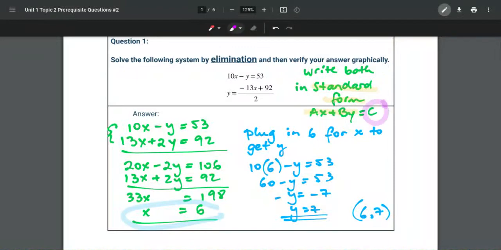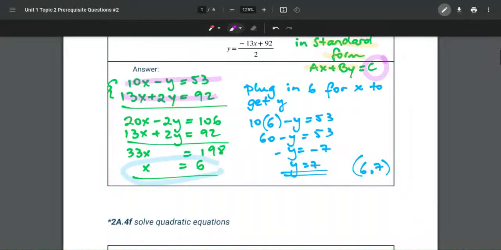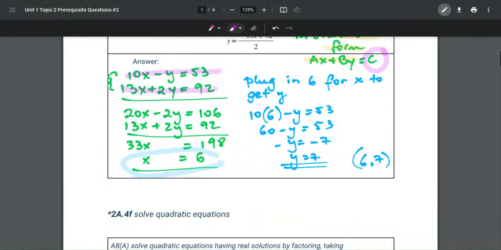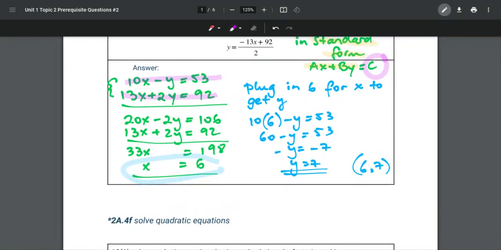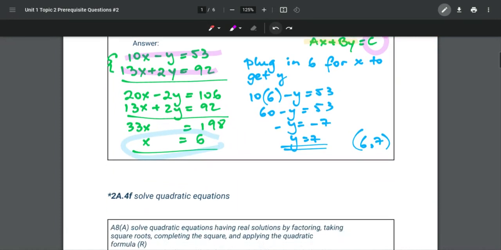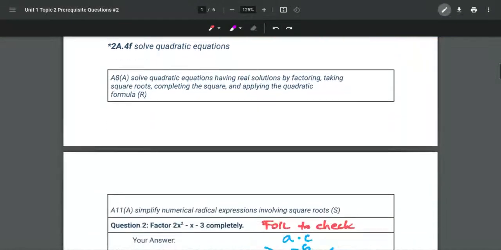Okay, right here. Once you have it written like that, which is exactly what happened here, you're going to look for opposites in order to drop one of the variables. Now, I have chosen to eliminate y by multiplying the top equation by 2. And that is what made this go away. Then I was left with just x, and then I plug it in and find y. So the same solution, of course, as last time, 6, 7.